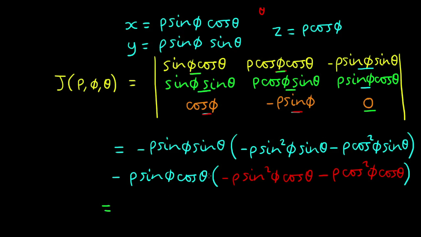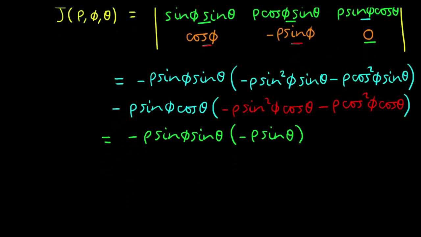So doing a bit of algebra, we get minus rho sine phi sine theta, and we have minus rho sine theta, which we factor out, and that's multiplied by sine squared phi plus cosine squared phi, which is 1. And then we have minus rho sine phi cosine theta, and we factor out minus rho cosine theta. So that's multiplied by sine squared phi plus cosine squared phi, which is 1 by the trig identity.